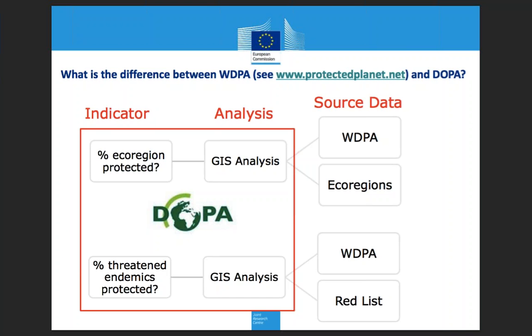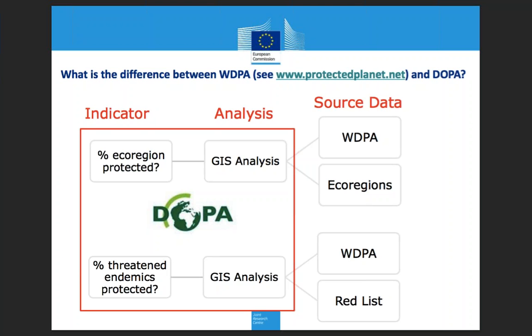And then, how is the WDPA different from the DOPA? Well, DOPA uses WDPA, but combines the WDPA with other data sources to provide the indicators, okay? So the WDPA, for instance, combined with the Red List from IUCN, will tell us how many endemic species are in a given protected area, or in a given country how well the endangered species are covered by protected areas, or which ecoregions in a country are well covered, or the connectivity between the protected areas in a country or ecoregion, or the trends in water bodies within the protected areas. But the WDPA alone does not answer any of these questions.